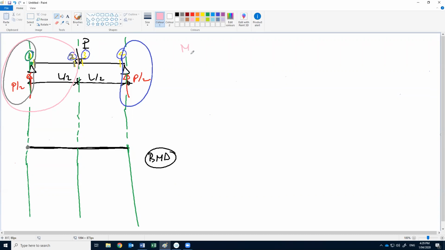So M2, if we try to calculate it here, we have only this force causing moment at section 2, right? So the moment will be B divided by 2 multiplied by the distance. What is the distance? L divided by 2. So the moment will be BL divided by 4. So the value of the moment at this section is BL divided by 4. Where to put this moment, above the datum or below the datum?